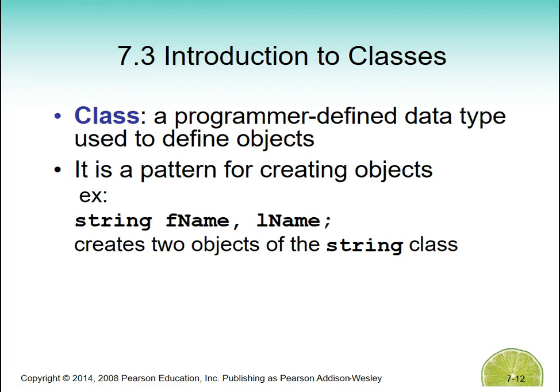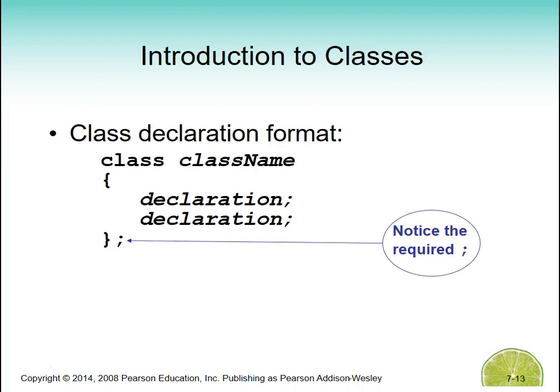So, classes. A class is a programmer-defined data type. You are going to be the one that's going to define it. This is the format of a class. You have the reserved word class, you have the class name, and everything inside these two curly braces is what defines the class, and notice that there is a semicolon at the end of the class.